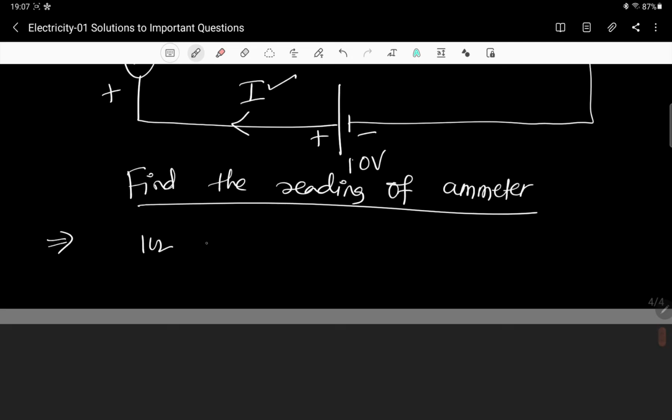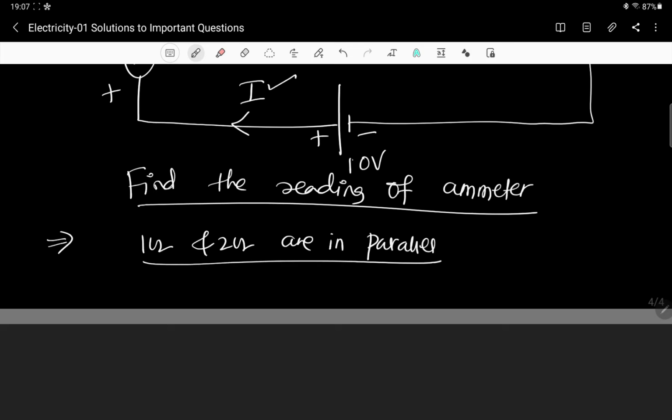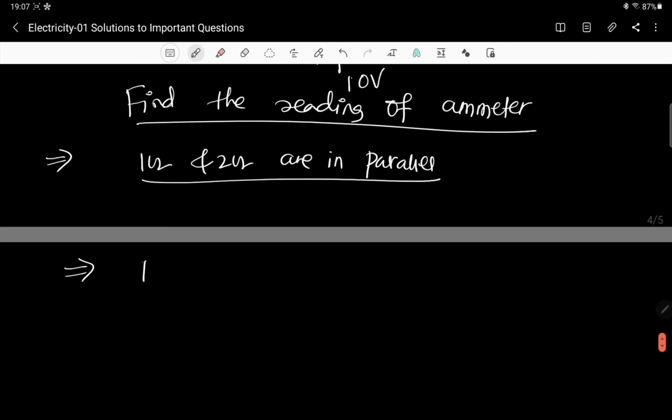So what I will write, 1 ohm and 2 ohm are in parallel. All right, so once they are in parallel, we know the shortcut. So what will be that? Rp is equal to 1 into 2 divided by 1 plus 2. So that is going to be 2 divided by 3 ohm.